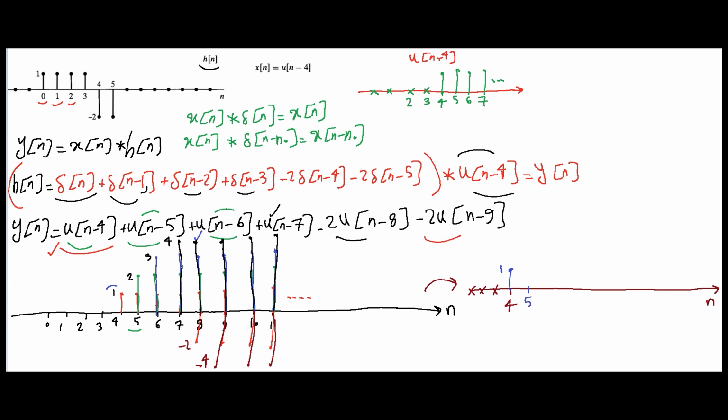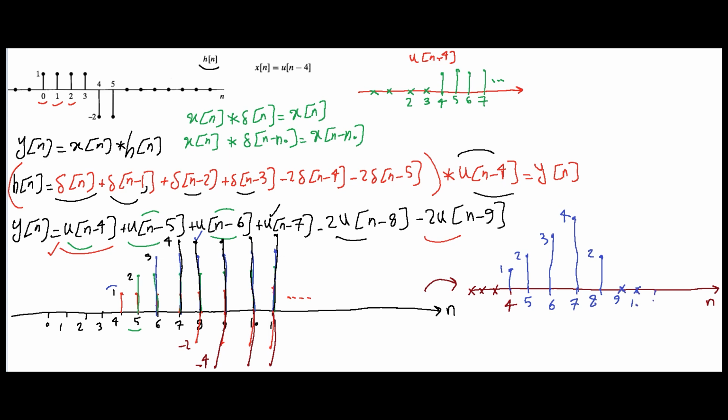At n equals 5, two signals are active, giving an output of 2. At n equals 6, three signals are active, so the output becomes 3. At n equals 7, four signals are active, giving an output of 4. At n equals 8, we have 4 positive 1s and 1 negative 2, resulting in an output of 2. At n equals 9, we have 4 positive 1s and 2 negative 2s, so the output becomes 0.